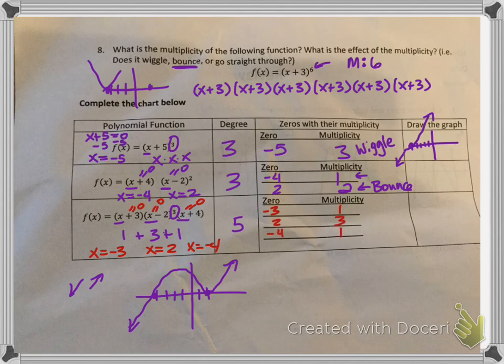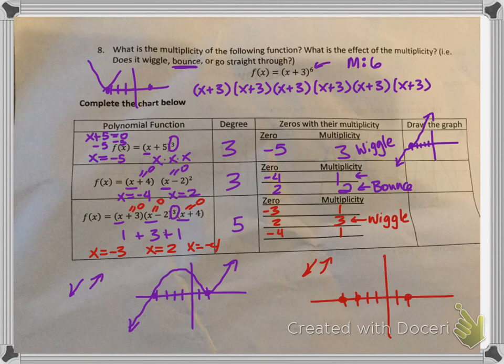So the first two, negative 3 and negative 4, are going to go straight through. This one is going to wiggle. So what you have then is 1, 2, 3, 4, 1, 2. It's a multiplicity of 5. Leading coefficient is positive, so that means it's going to be like that. So we have a point here, a point here, and a point here.